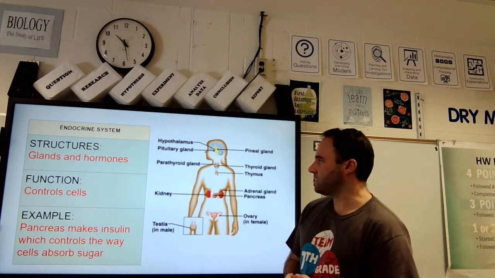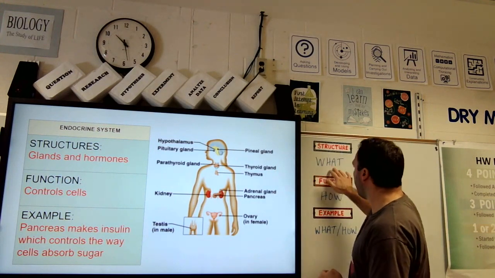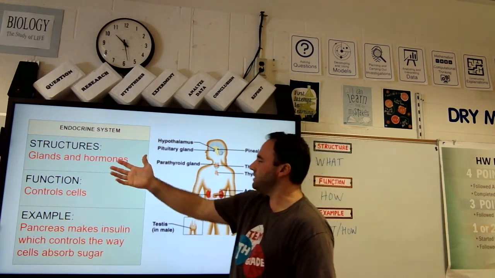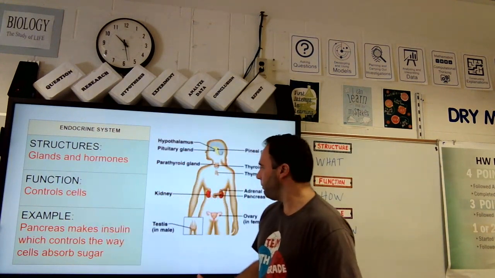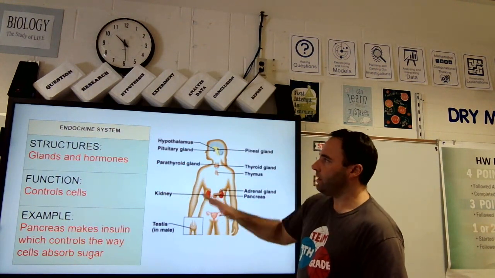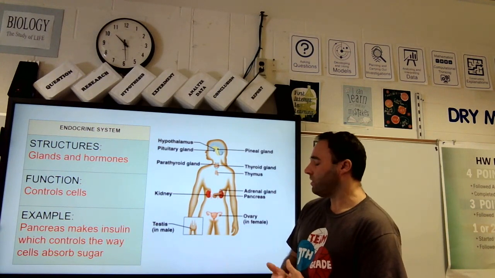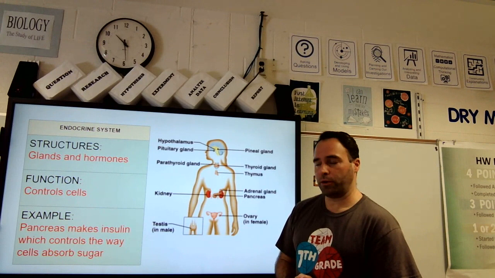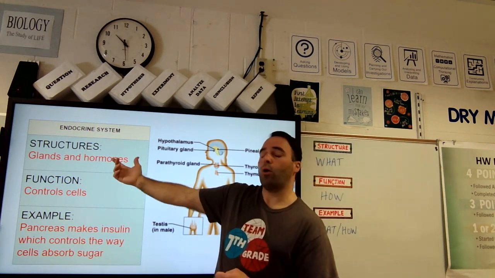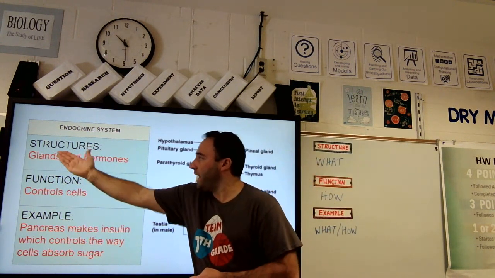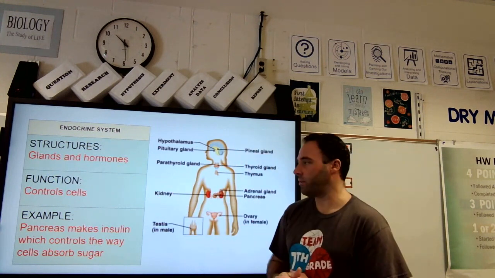Let's look at the endocrine system. The what? The structure? Glands and hormones. Glands are simply the names for any organs in the endocrine system. All glands have something in common though. They have the ability to make chemicals for your body. Those chemicals are called hormones. So glands are the organs and hormones are the chemicals.